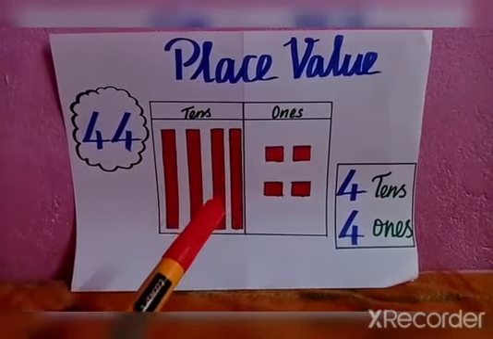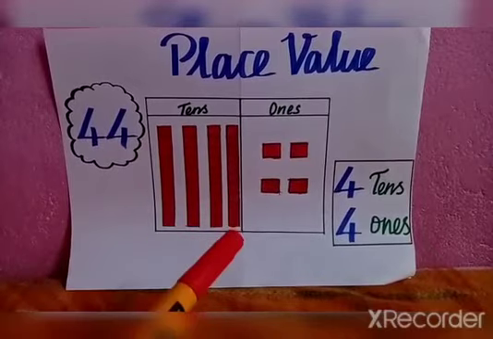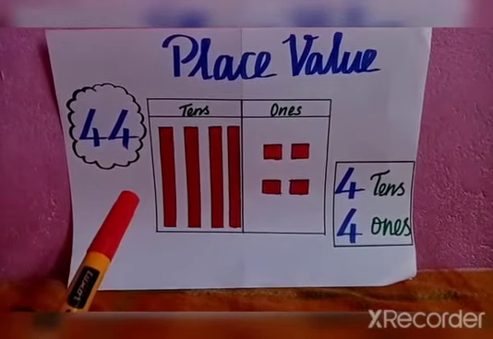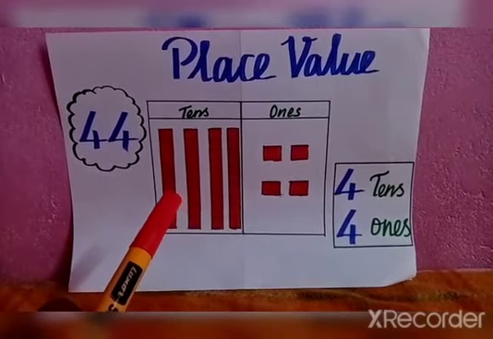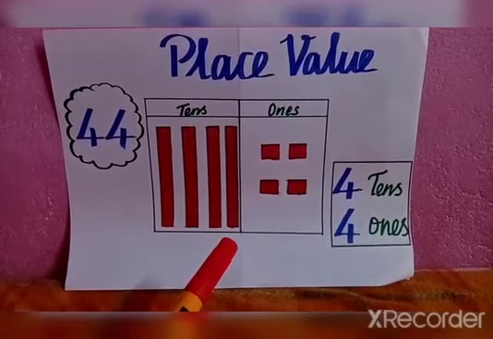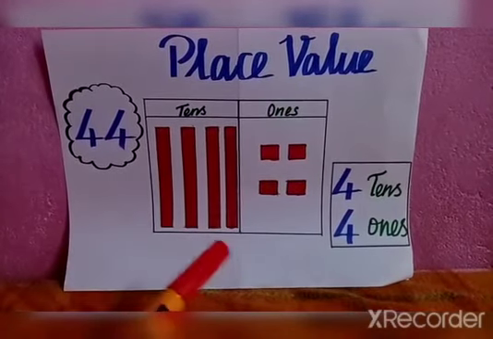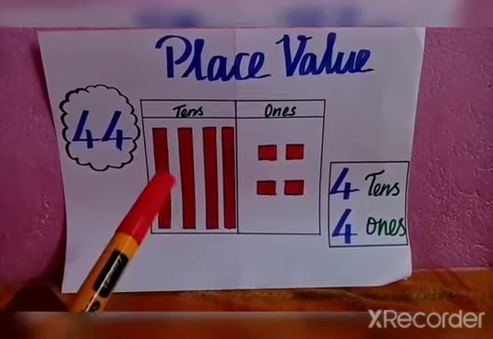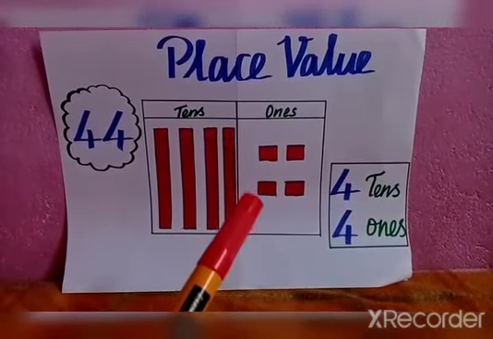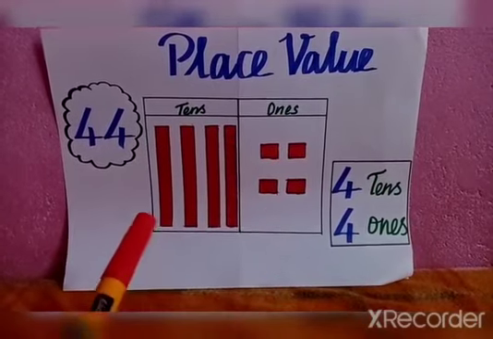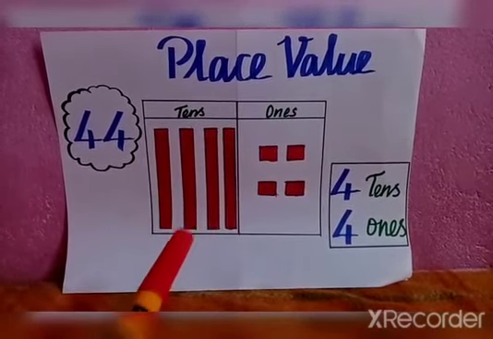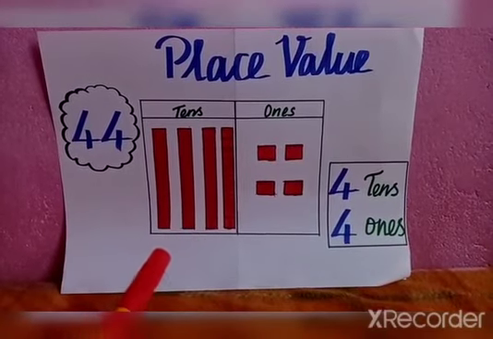10 boxes. So 1 line of 10 boxes refers to 1 ten, 2 refers to 2 tens, 3 refers to 3 tens, and 4 refers to 4 tens. Totally 40, isn't it? So 4 lines refer to 4 tens. For ones, I draw 4 small boxes. For tens, I draw 4 big ones. Are you clear on this?